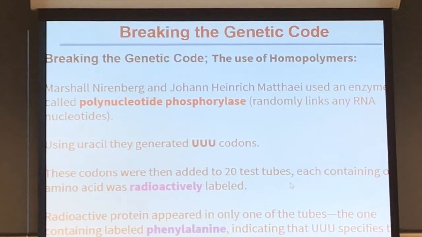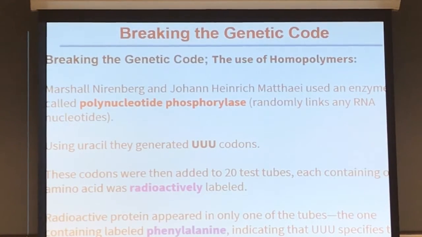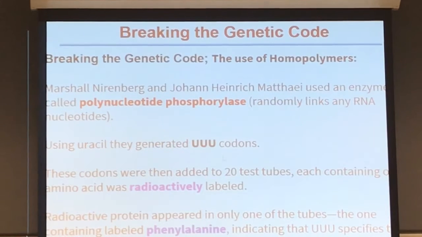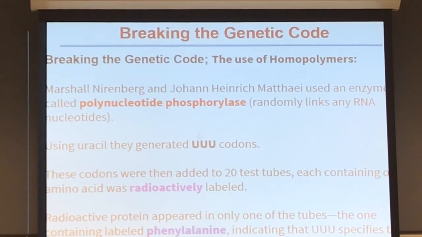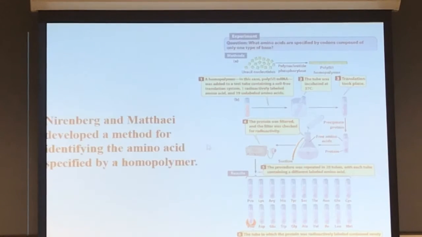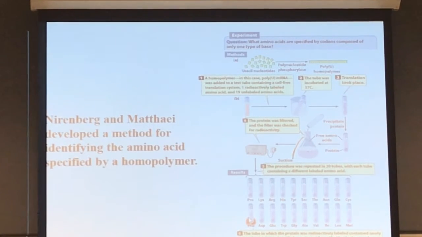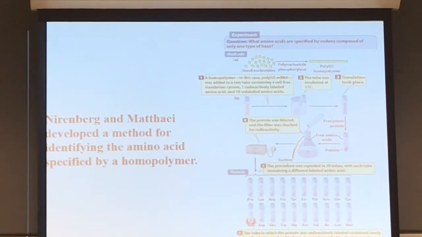Then they took about 20 test tubes and added radiolabeled amino acids to them. The only difference is that every test tube only had one amino acid which was radiolabeled. So let's say you take one test tube with arginine, all the arginines in that tube are radiolabeled. Likewise, they took 20 test tubes, each with only one radiolabeled amino acid. And when they added these uracil molecules which were linked to one another, they found protein synthesis only in the tube that had phenylalanine. Because let's look at this here. They took uracil nucleotides.